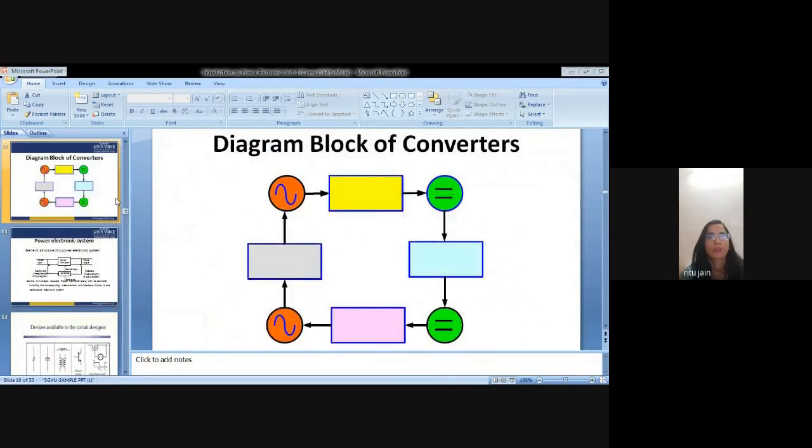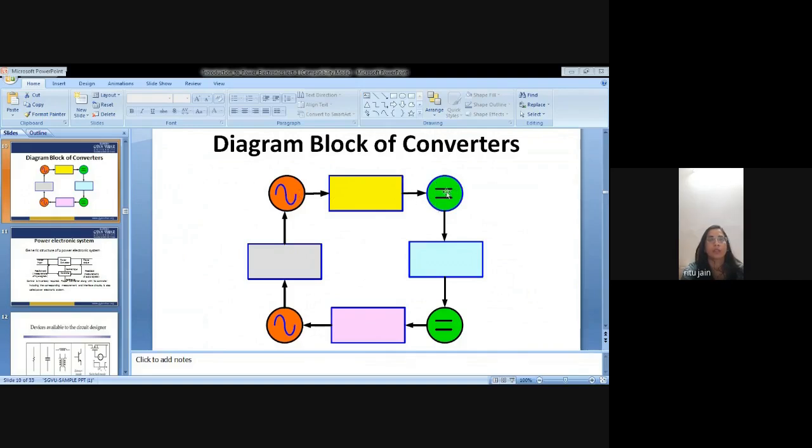So this is the block diagram of a converter. By this diagram, we can easily understand the concept of a converter, which uses power electronics components. There are four types of converter. You can see in the first type, AC is converted into DC. Actually, this is the symbol of AC, this is the symbol of DC, and this yellow box is your converter. So you can easily convert AC to DC.